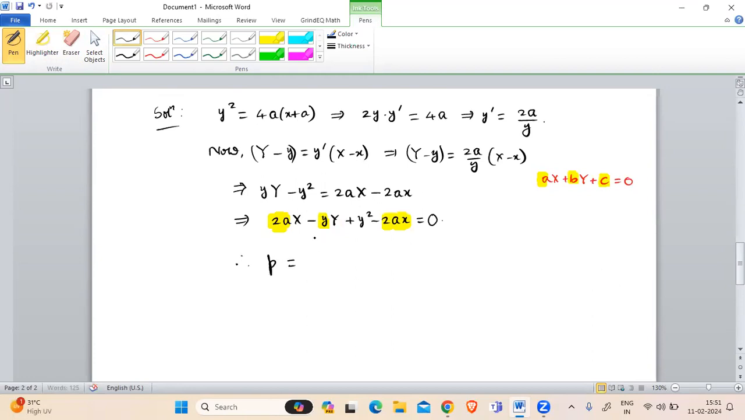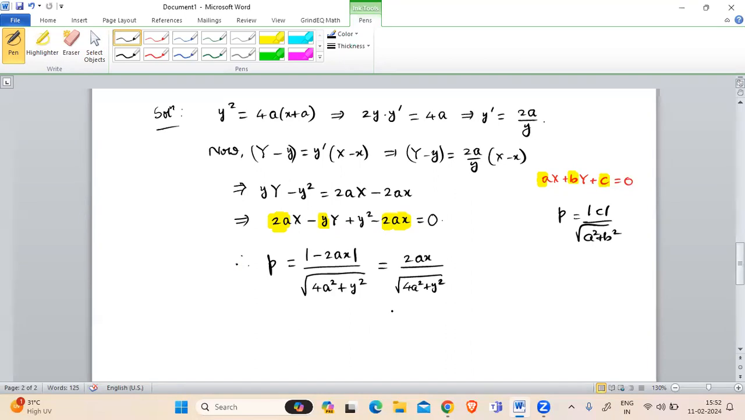So p is equal to, the formula for p, as mentioned earlier, is p equals modulus of c by root of a square plus b square. Accordingly, p will be the modulus of minus 2ax divided by root of, now a is 2a, that will give me 4a square, and then plus b square will give me minus y the whole square, which is y square. So this effectively gives me 2ax divided by root of 4a square plus y square. So this is the expression for p.